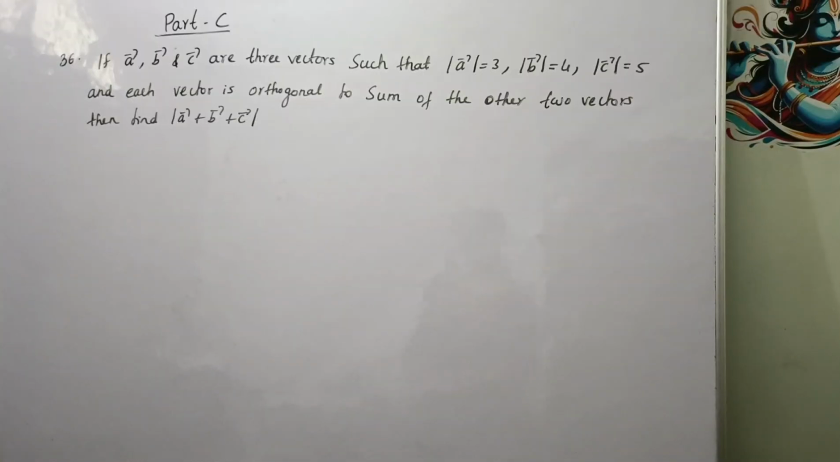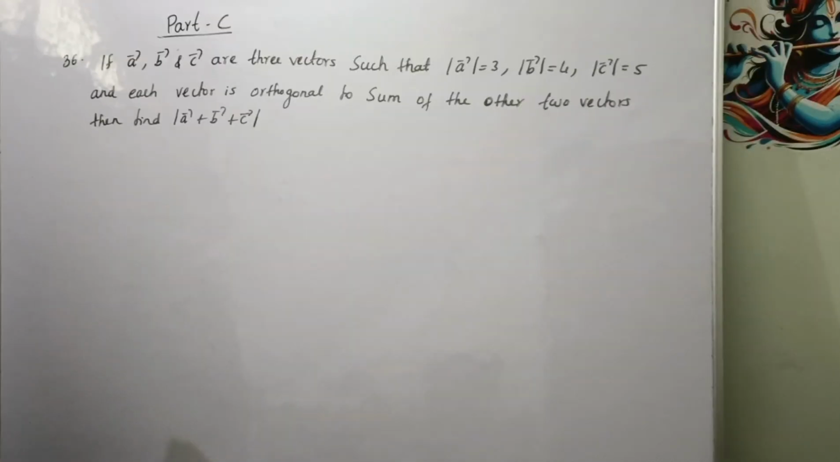If vector A, vector B and vector C are three vectors such that modulus of vector A is equal to 3, modulus of vector B is equal to 4, modulus of vector C is equal to 5, and each vector is orthogonal to the sum of the other two vectors, then find modulus of vector A plus vector B plus vector C. Here it is given that each vector is orthogonal to the sum of the other two vectors.